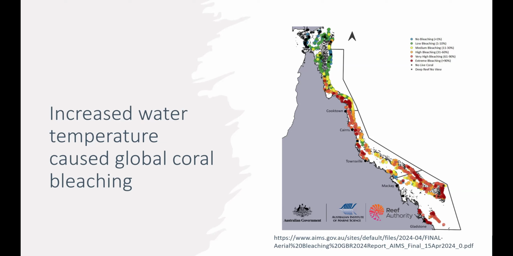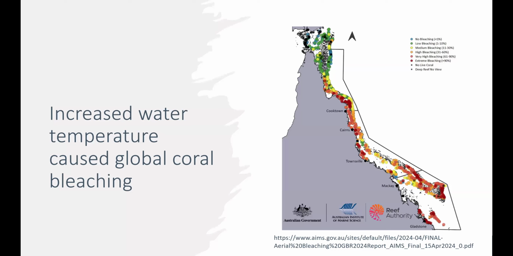But to set the scene a little bit here, there was a report put out earlier this year by the Australian Institute of Marine Science that showed the vast extent of coral bleaching on the Great Barrier Reef. And we know this was something that was happening globally around this time as well. So around about March time, there was a global coral bleaching event. And this is what happens when sea surface temperature gets a little bit too warm for the corals to be comfortable.